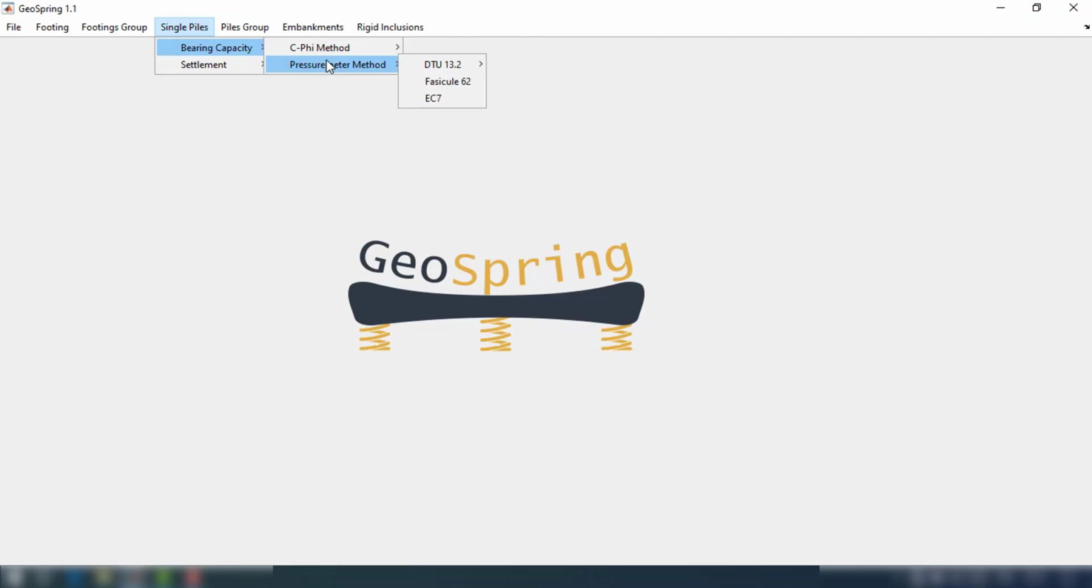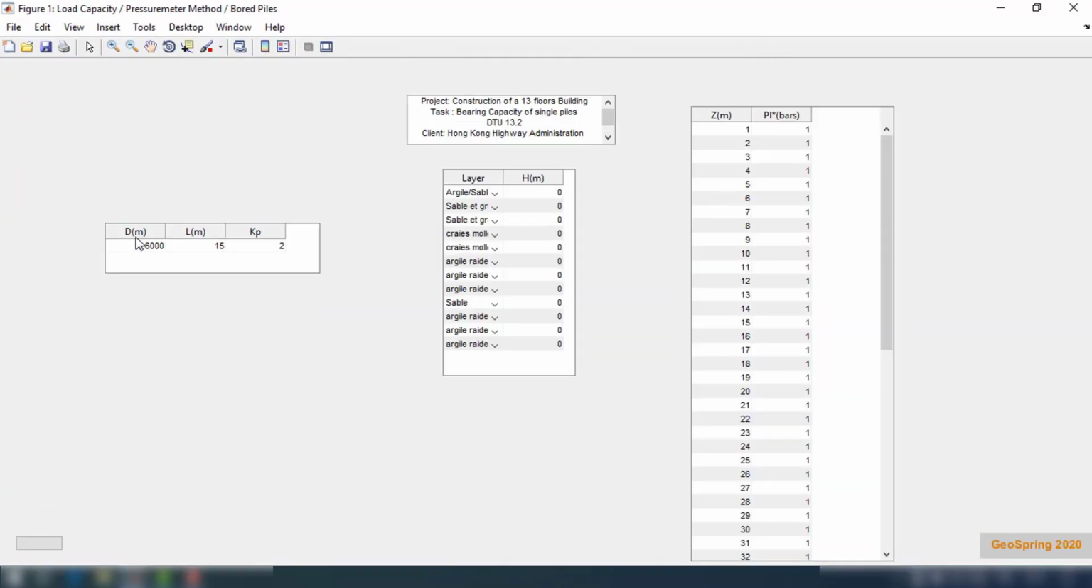Okay, so in the pressure meter method you have 3 codes to estimate the bearing capacity of single piles. You have the DTU 13.2, the fascicule 62, and the Eurocode 7. Let us say that we'll estimate the bearing capacity with DTU, and let us go for example to bored piles. Okay, so here you will put the geometry of your pile. For example 0.8, the length for example 12, and Kp equal to 1.1.